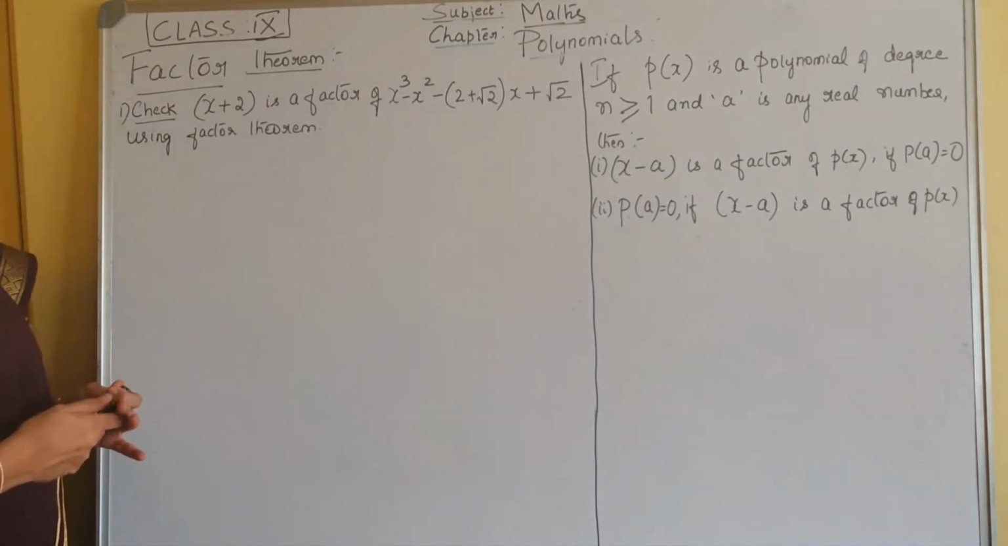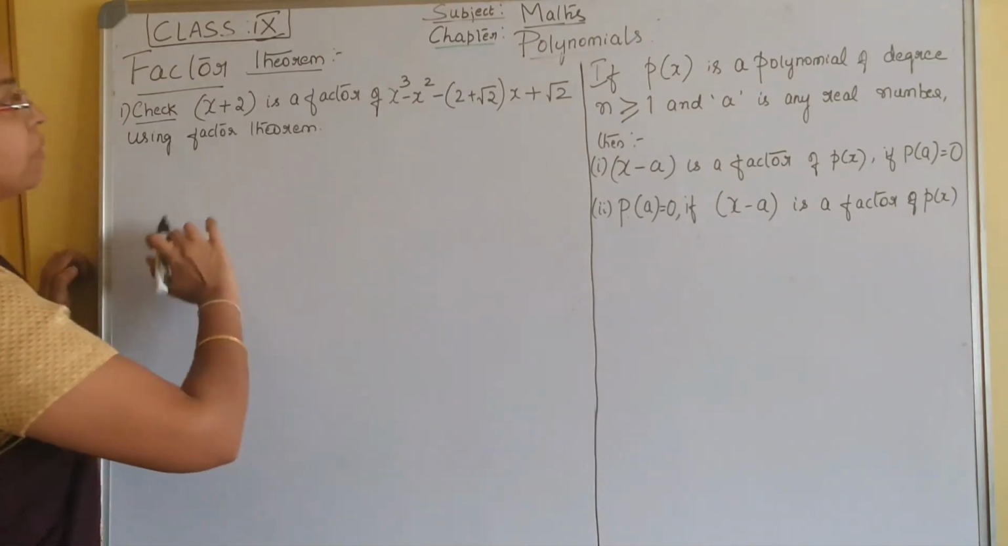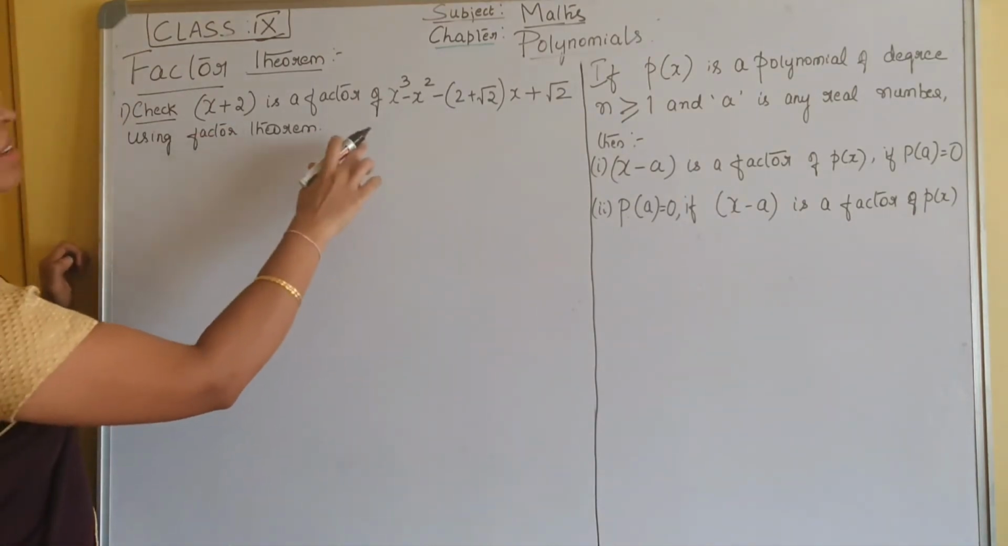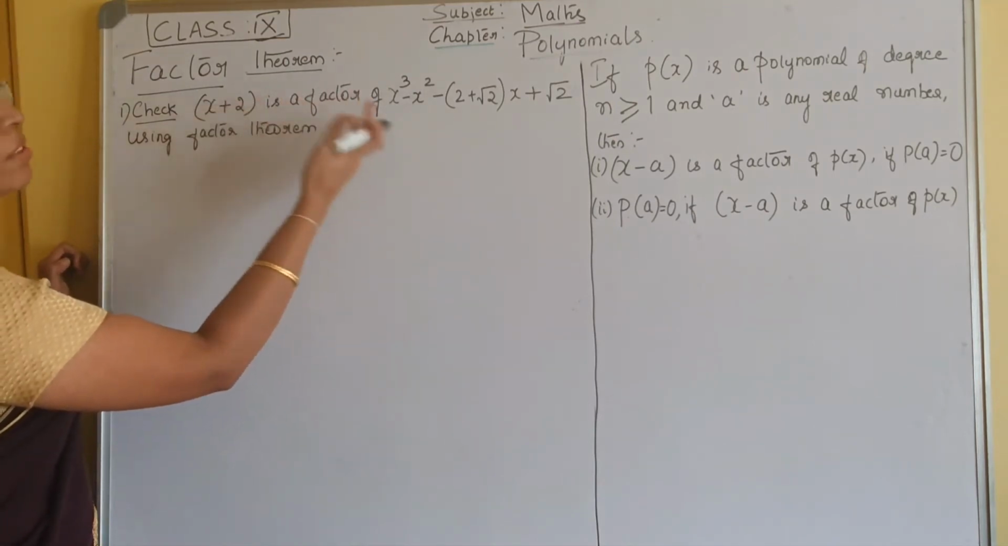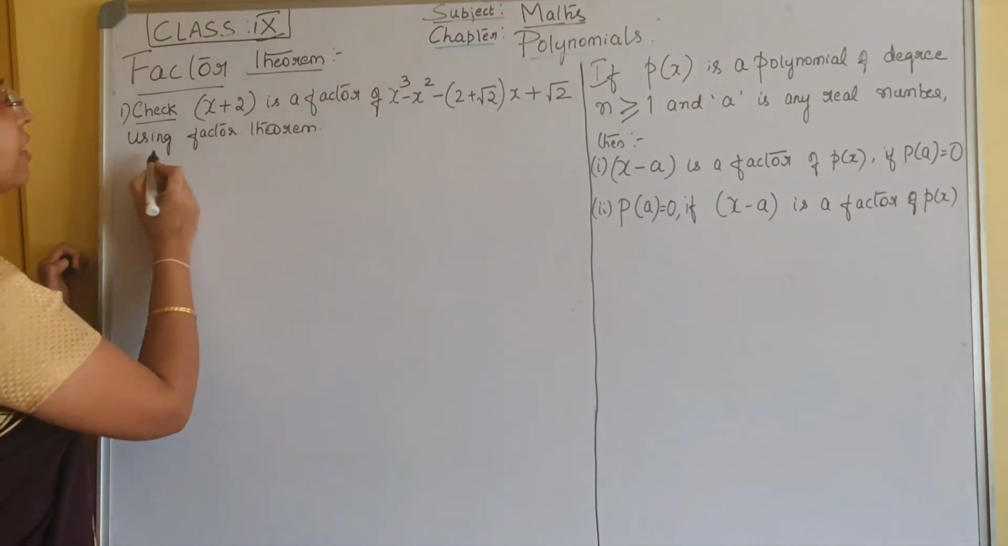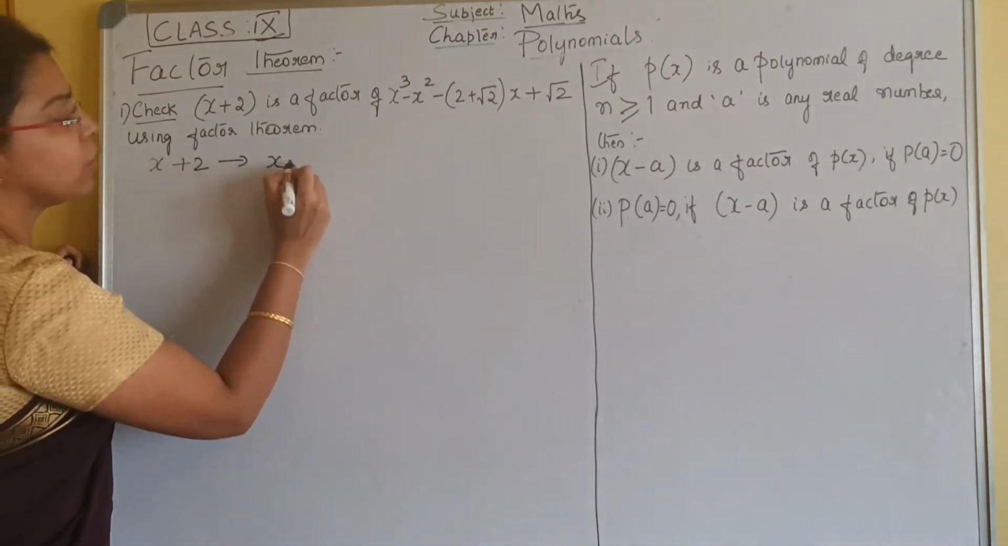Now we will see another problem. Check whether x plus 2 is a factor of this polynomial. Same x plus 2 we had seen in the previous problem, but the polynomial was different. Now to check x plus 2 is a factor, what do we do? First get the value of a. In x plus 2, what is the value of a?